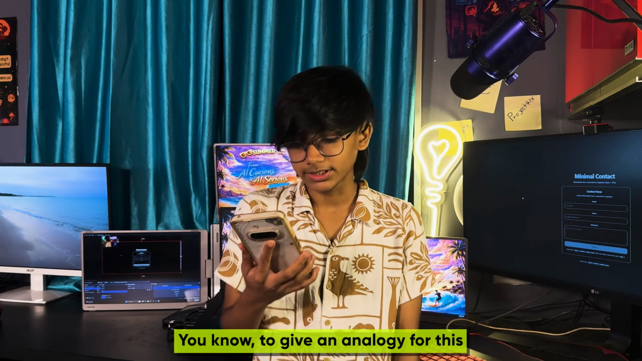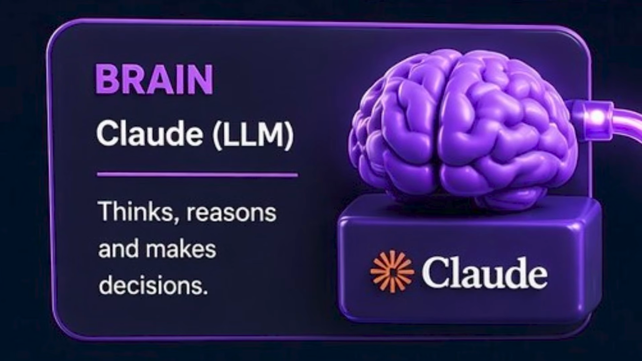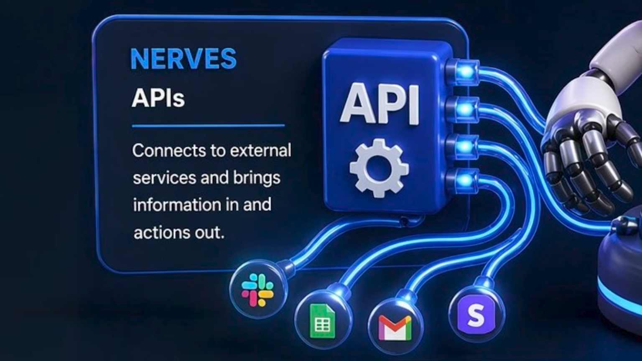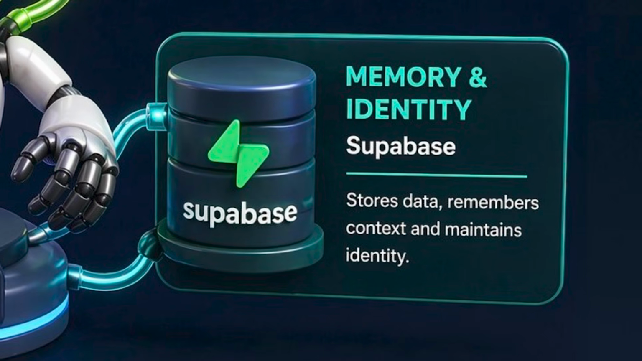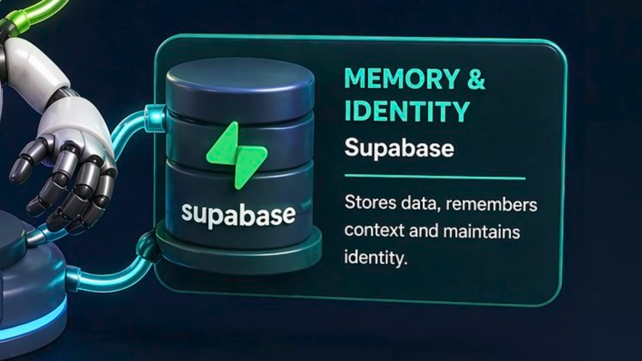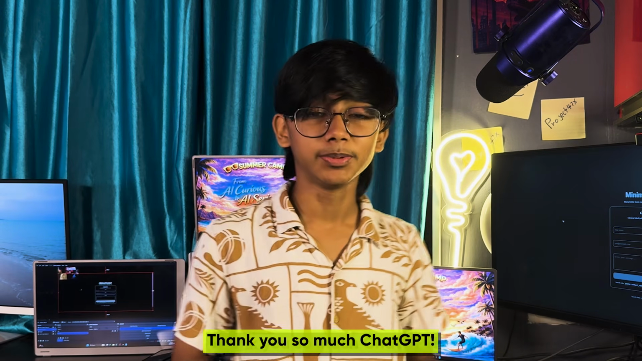Okay, I asked ChatGPT to give an analogy for this. Remember we looked at Claude or any other LLMs? They are the brain of the agent. N8N are the hands of the agent. APIs are the nerves of the agent. And Supabase, which you are going to learn in this session, is the memory and the identity of this agent. And the next is the front end, which is going to be the face. I'm coming to that, but thank you so much, ChatGPT.